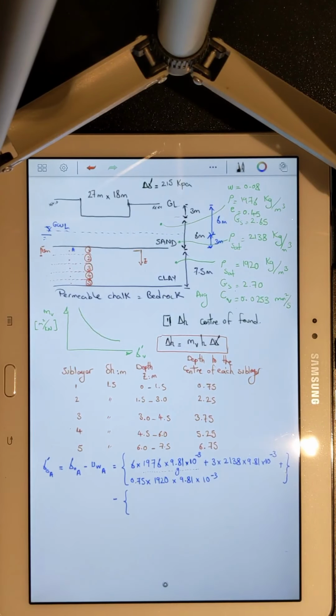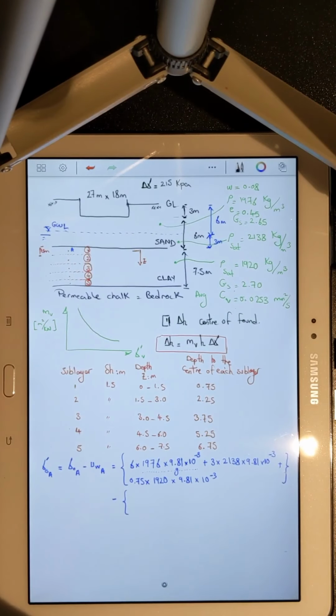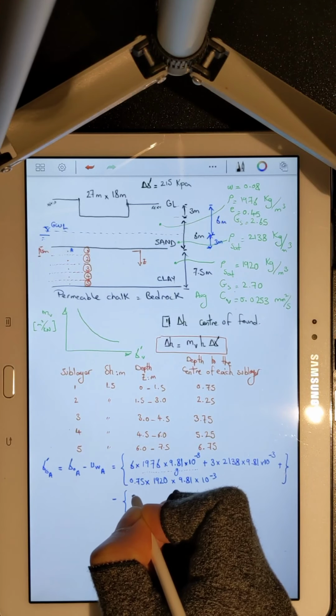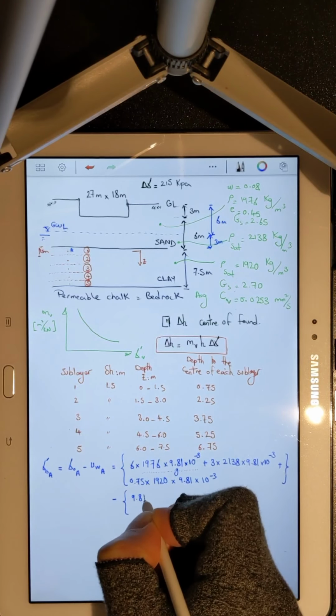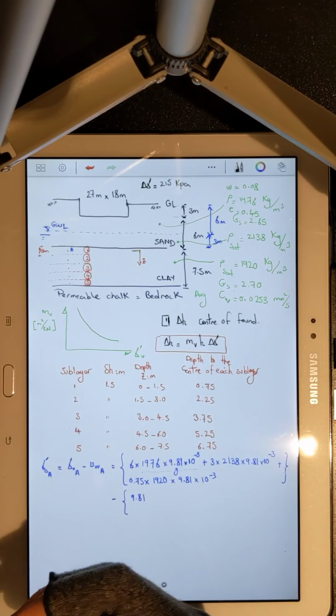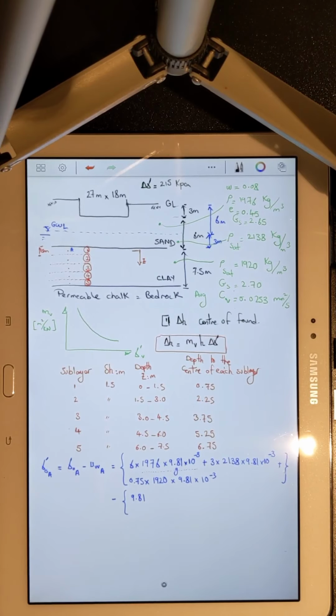Pore water pressure where? At point A. Pore water pressure is gamma W ZW. Gamma W is 9.81. You can either use 10 or 9.81. The question is not asking you to use 10, and that's why I'm using 9.81. But you can feel free and use 10 as a simpler number.